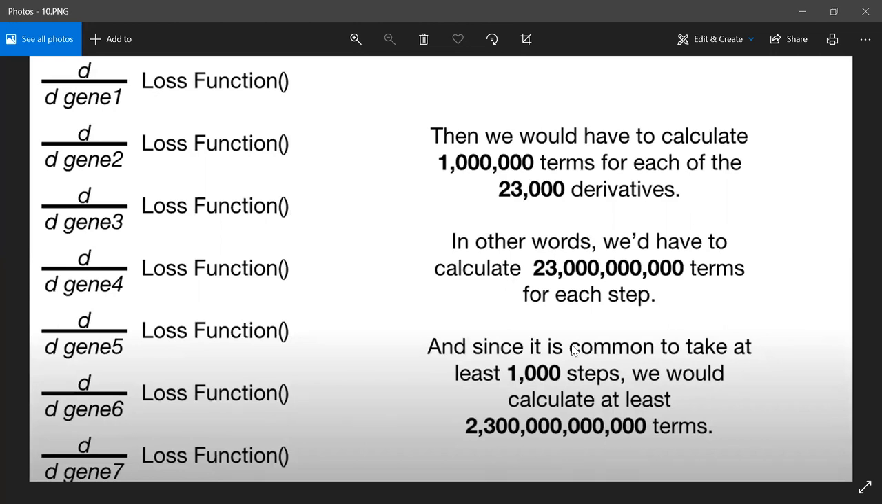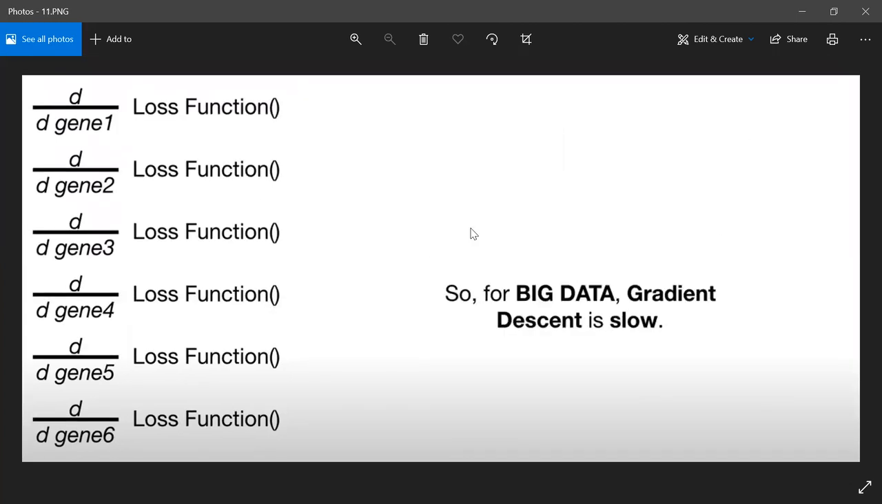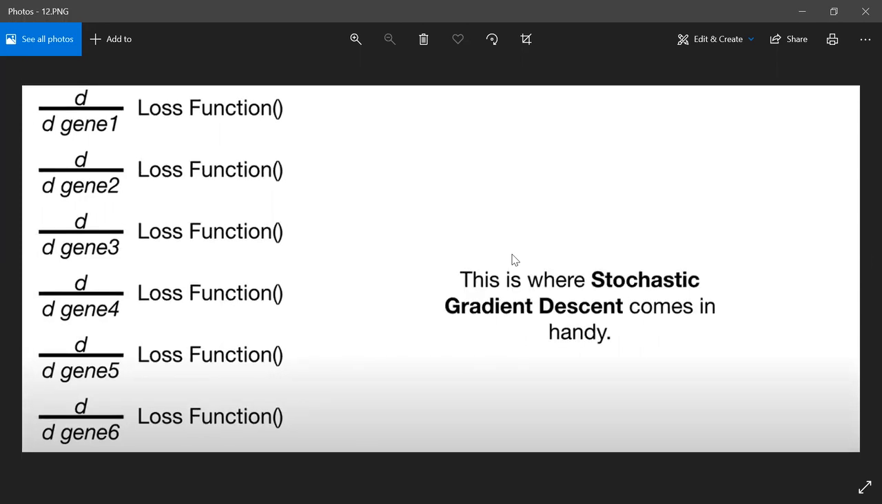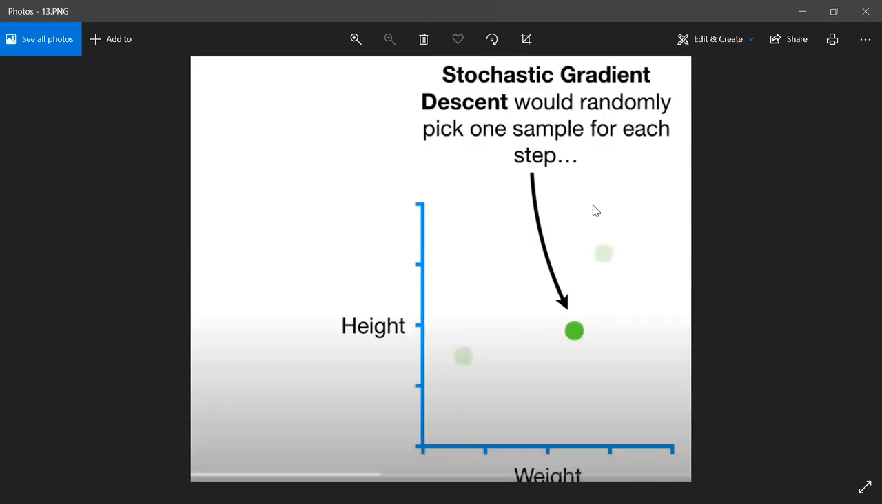It is highly impossible for a human to compute all these derivatives for each and every data point, isn't it? So that's the reason for big data gradient descent is slow. Understand? For big data, gradient descent is slow. So in real time, we don't use plain gradient descent. That's why we use machine learning frameworks called sklearn, scikit-learn. This is where a concept called stochastic gradient descent comes in handy.